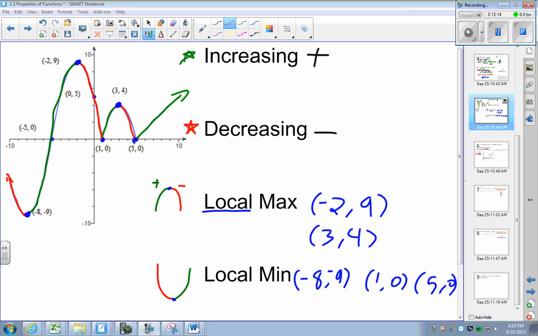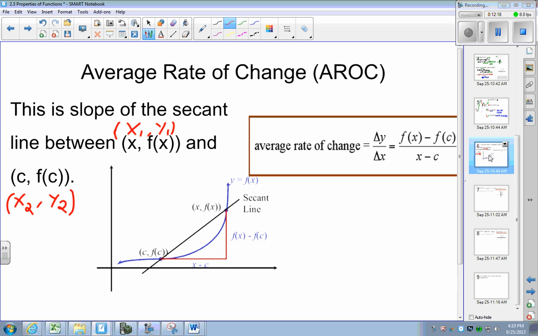All right, so the last thing we had to discuss in this video is the average rate of change. So what is this average rate of change? Also known as the AROC. This is the slope of the secant line between our point x, f of x and c, f of c. And we can look at this first point right here as x1, y1, and this one as x2, y2.